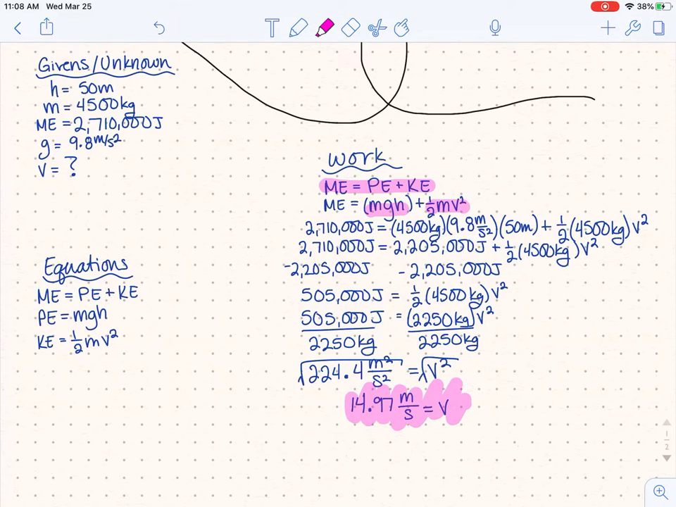So that's how we calculate using the mechanical energy equation. You guys have some practice problems on page 13 of your packet. That is what you're going to be working on next.